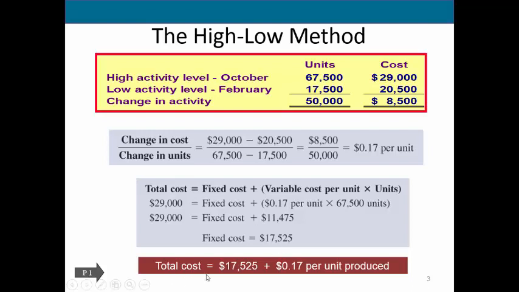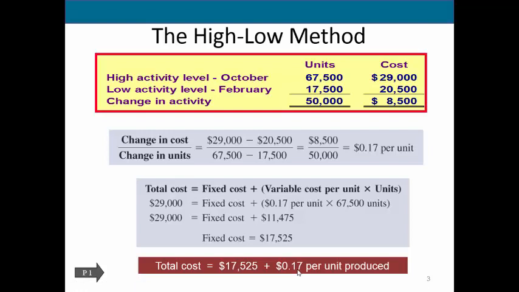Total costs equals $17,525 plus 17 cents per unit. If you'll remember from using our scatter diagram method, we had a slightly different total cost line. It was total costs equals $16,000 plus 20 cents per unit. So you can see the two methods give us a slightly different equation. But the important thing is these are all estimates.